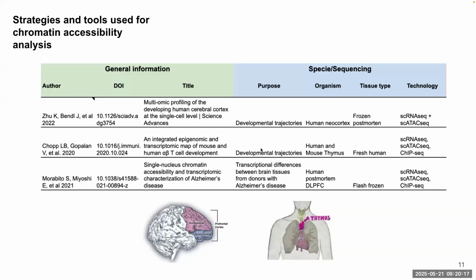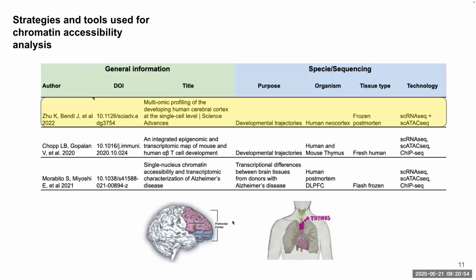The first 2 articles are making developmental trajectories related with development and also some relation with some psychiatric diseases. But also we have different strategies. In some of them, they use multi-ome protocols, and others use separate assays to make the analysis. These articles are mostly focused, the first 2, on the dorsolateral prefrontal cortex, and the second one, with CHOP LB, is made in thymus from mouse and human.